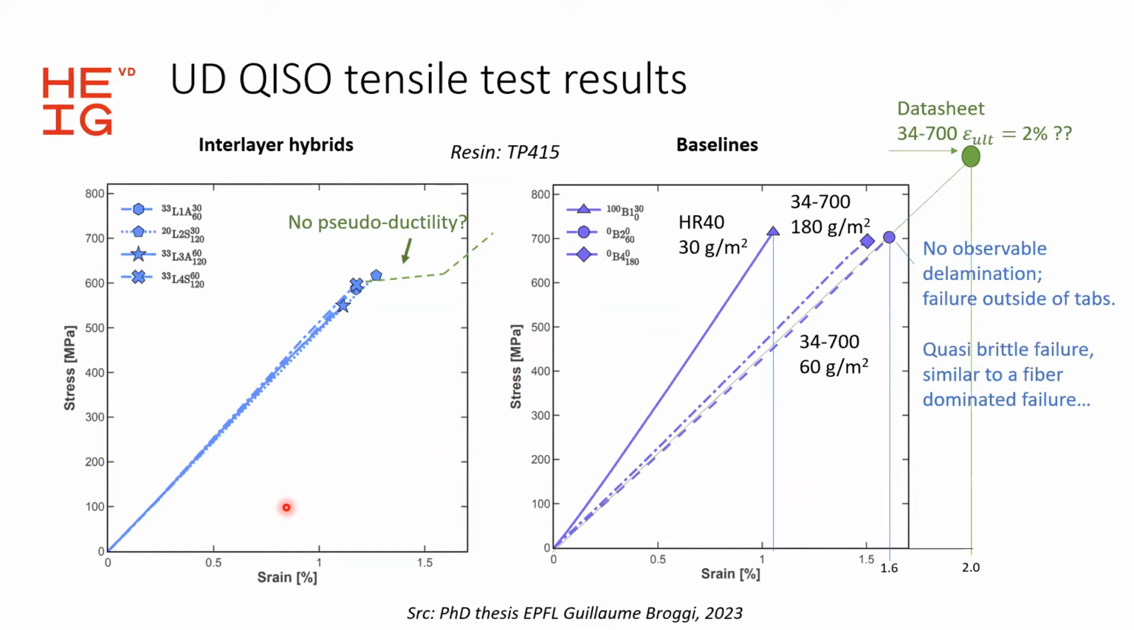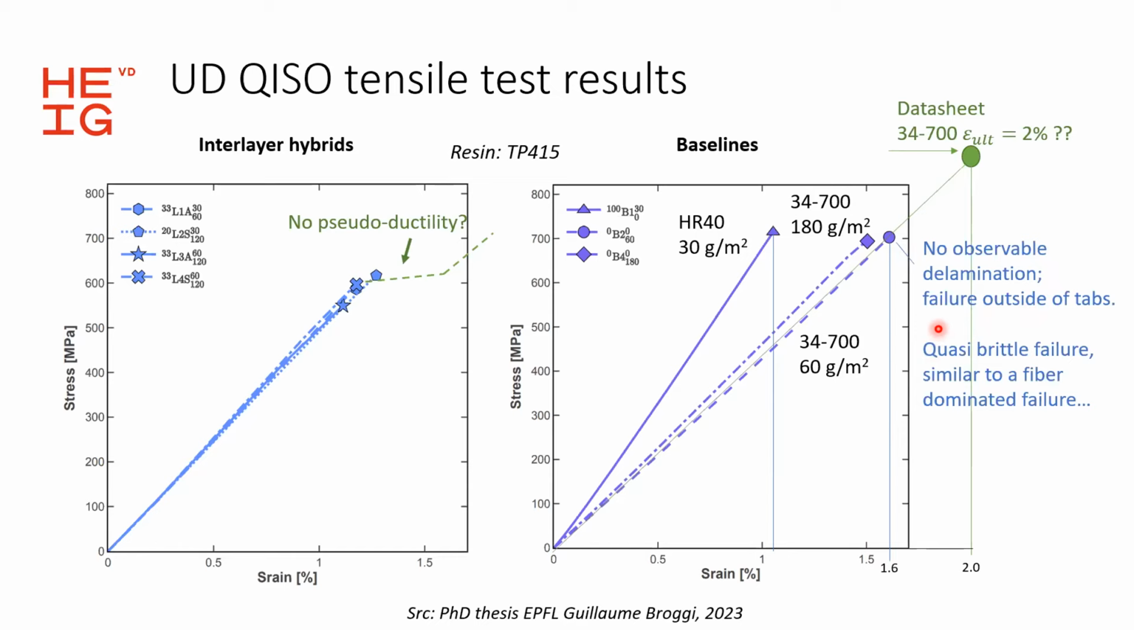And the interesting bit is actually we didn't observe pseudoductility at first. This was hopefully not due to a problem with the theory about pseudoductile laminates, but it was really related to a problem with the assumptions we used for designing the material. Indeed, we were expecting an ultimate failure of the 34700 plies at about 2%, which was the ultimate failure of the fiber. And what we could only observe is about 1.6%, even for the very thin ply at 60 grams per square meter. What was notable is that we didn't observe delamination or noticeable transverse cracking before failure, and the failure was quasi-brittle. So it looked really like a fiber failure.